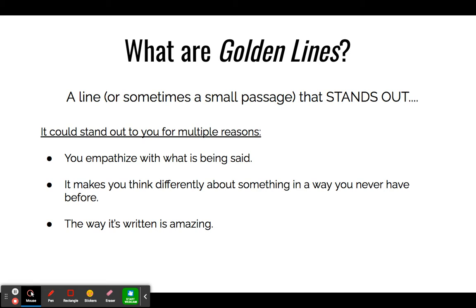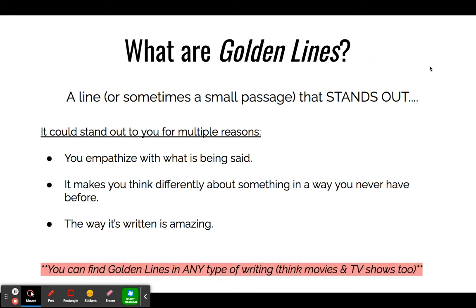And what I will say about golden lines is that they are kind of subjective to your perspective and to who you are as an individual. So you can find golden lines in any type of writing. If the writing exists, if there's writing to look at, you can find it. So that includes movies and TV shows too, and I'll show you examples.